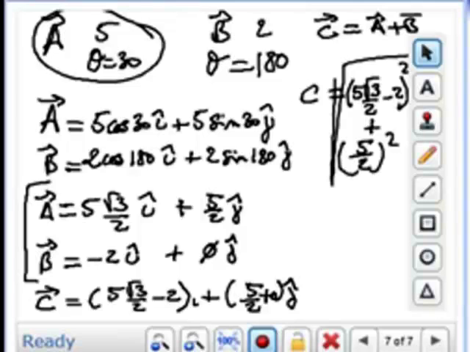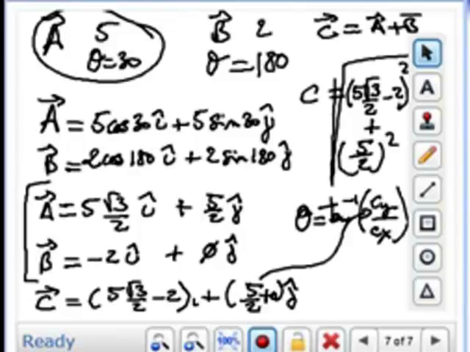Then if you want to figure out the direction of the vector, all you have to do is take the arctangent of the y component. I'm not going to write it here because I'm running out of space. Cy, which is this guy, over Cx, this guy.